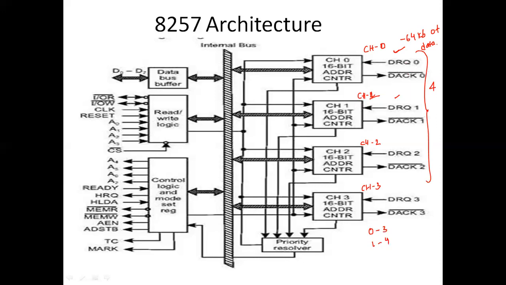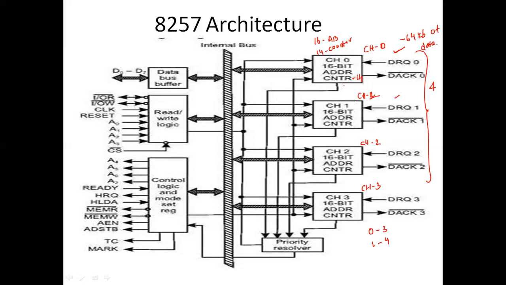Each channel includes a 16-bit address bus, and we have a counter, CNTR is counter, a 14-bit counter. So each channel is going to have a 16-bit address register and a 14-bit counter. Like this, we have 4 channels, channel 0 to channel 3 or channel 1 to channel 4.